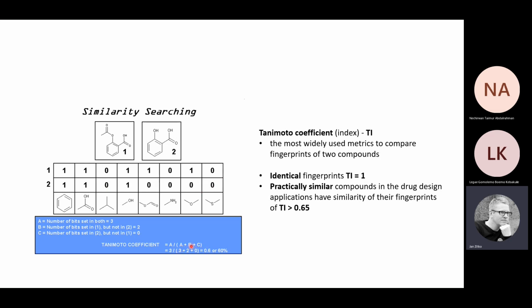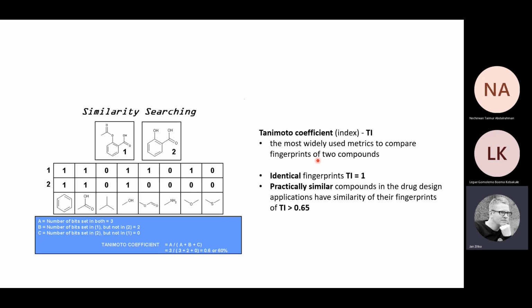If you put this into the formula, you will have this expression, which leads to 0.6. So the Tanimoto coefficient when comparing these two fingerprints of these two compounds is 0.6. So it's close to the value which we consider similar. And if you look at the structures, you must agree that the two compounds are really quite similar. By the way, this is acetyl salicylic acid, of course, and this is salicylic acid. So very similar compounds.